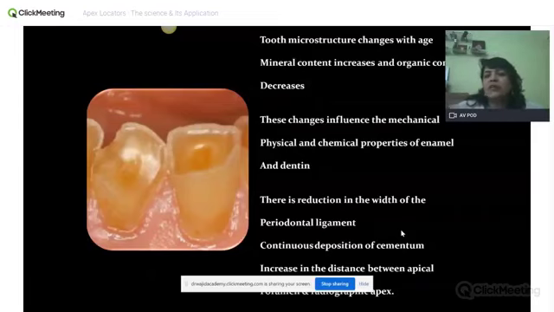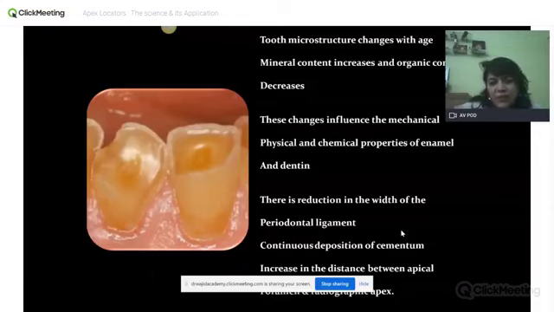There is a tooth microstructure change which happens with age. The mineral content increases and the organic content decreases. These changes influence the mechanical and physical and chemical properties of enamel and dentine. There is a reduction in the width of periodontal ligament. There is continuous deposition of cementum. Now, what happens? Continuous deposition of cementum throughout life increases the distance between the cemento-dentinal junction and the radiographic apex.